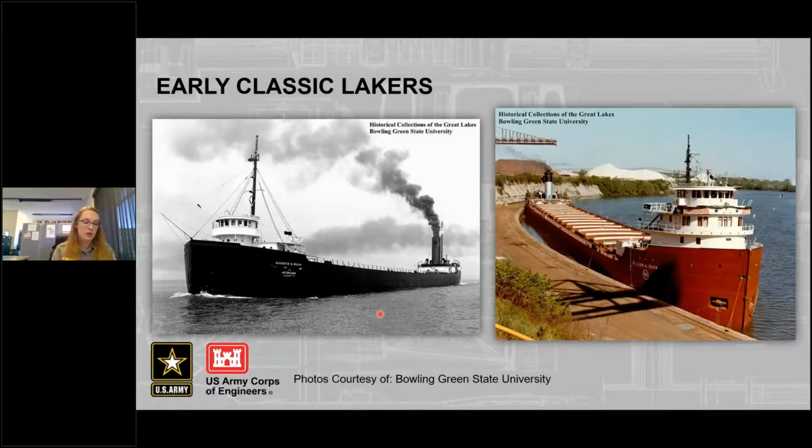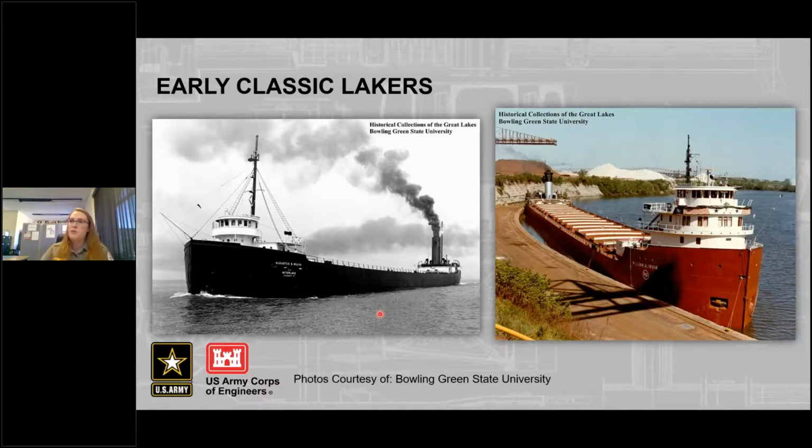As we discussed earlier, vessel sizes continued to increase. Steel became a favorite hull material, and several technological advances were made around the turn of the 20th century.